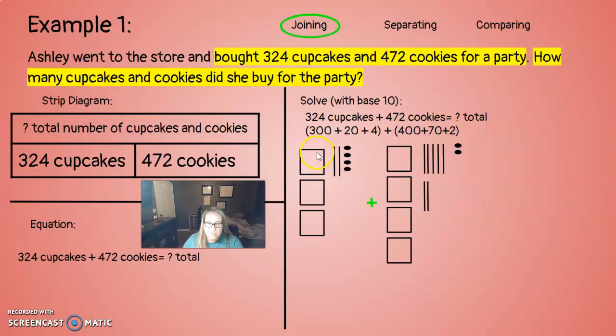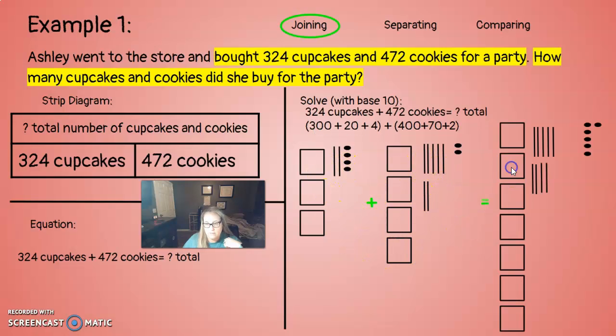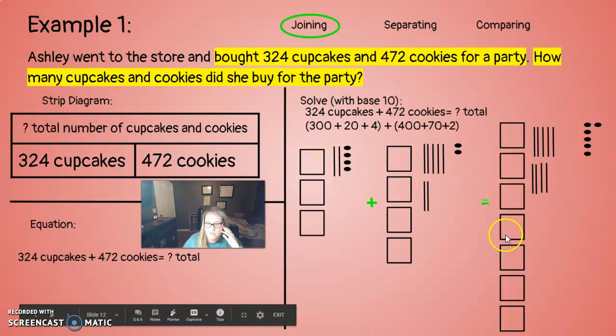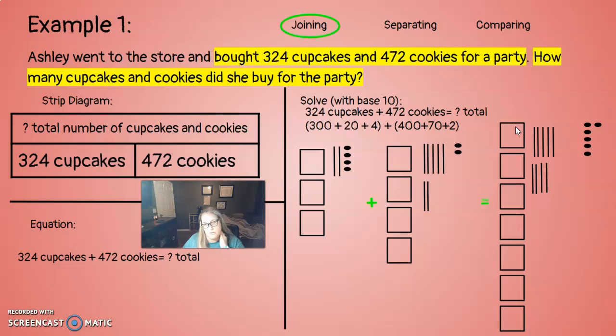Now I'm going to actually add all of these together. I'm going to join them together. I'm going to put them together. So when I do that, I'm going to bring all of these over here, and this is what it would look like. So here's my 1, 2, 300s, 1, 2, 3, 400s. So if I put them all together, I have 1, 2, 3, 4, 5, 6, 700 so far.